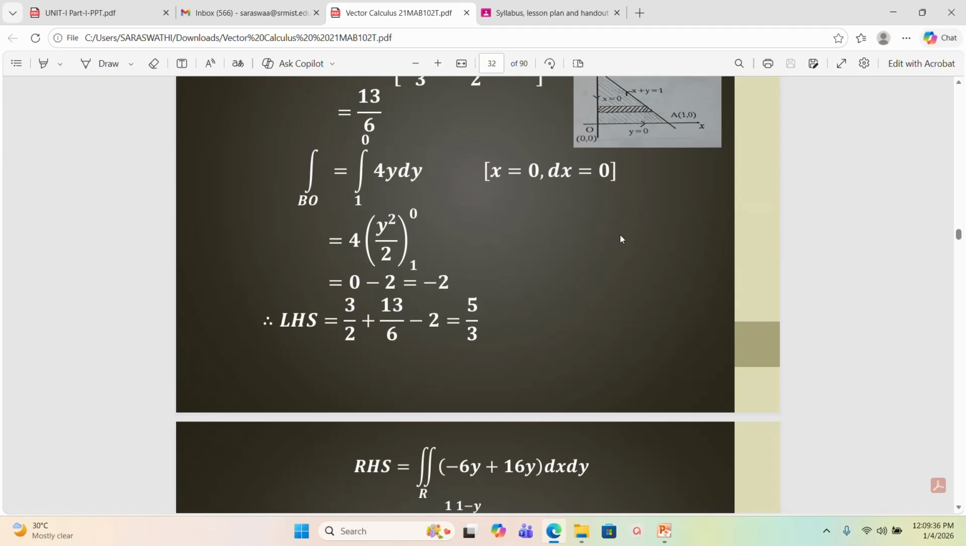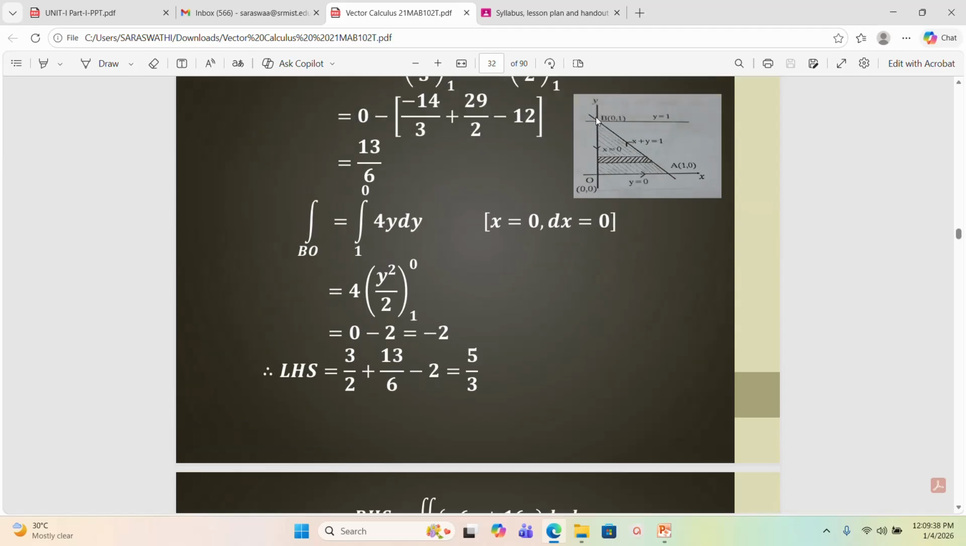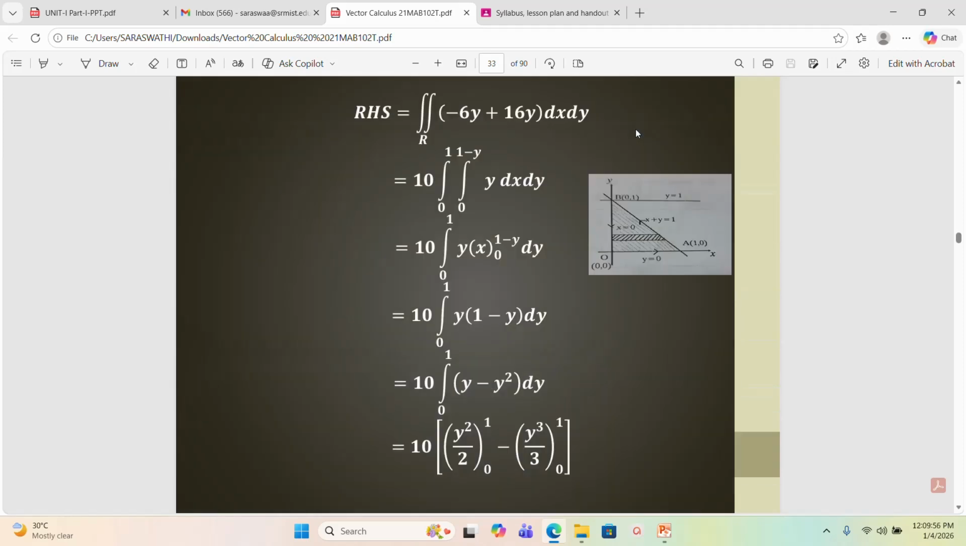So in this curve, x equal to 0 is the equation of the y-axis, and y equal to 0 is the equation of the x-axis. From the straight line x plus y equal to 1, we can take x is equal to 1 minus y, and y goes from 0 to 1. So it is clear that y is from 0 to 1 and x is from 0 to 1 minus y, and after the subtraction we have 10y dx dy.